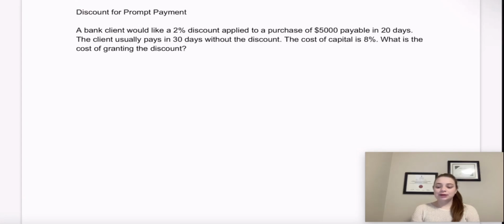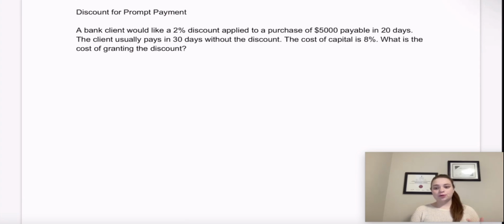So today I'm going to be going through this word problem regarding the discount for a prompt payment. A bank client would like a 2% discount applied to the purchase of $5,000 payable in 20 days. The client usually pays in 30 days without the discount. The cost of capital is 8%. What is the cost of granting the discount?